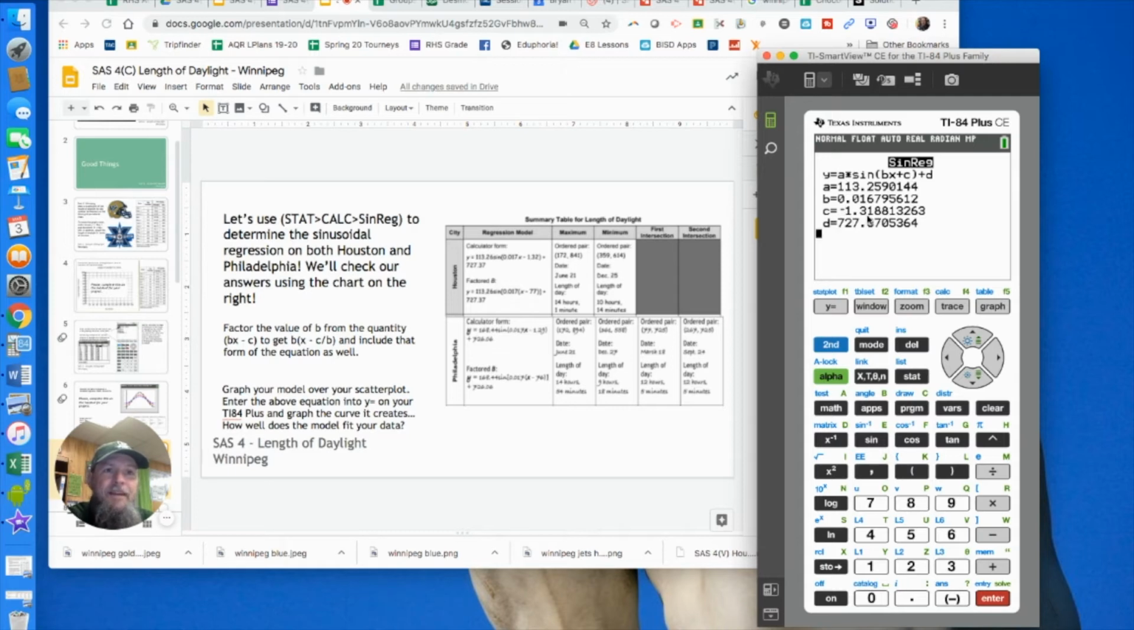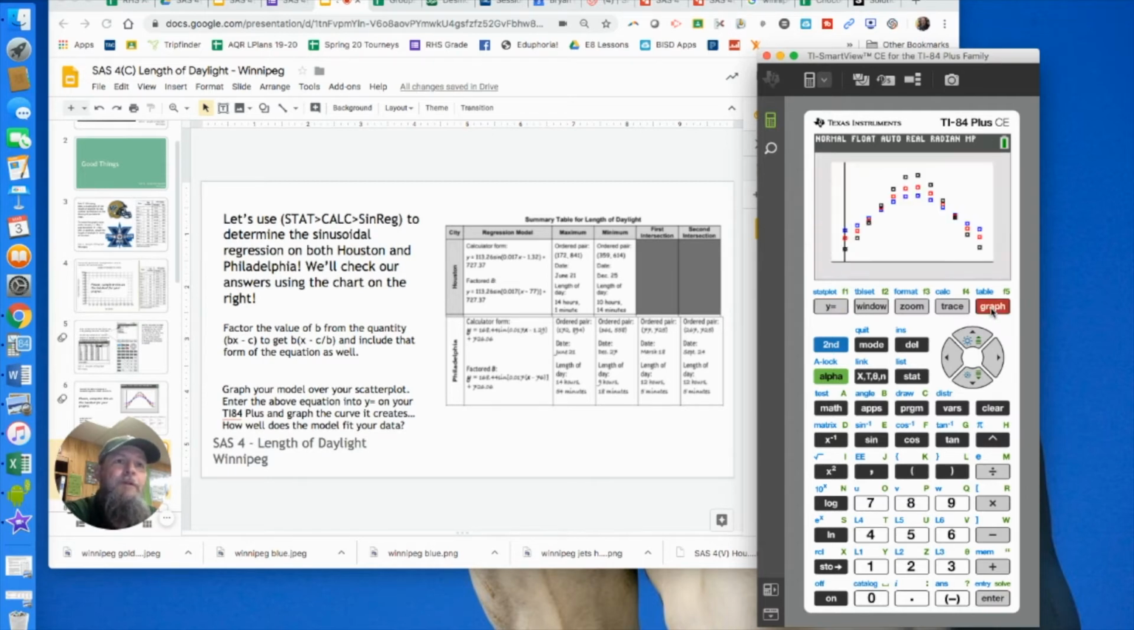In this case, c is negative 1.32, and we divide it by 0.017. We got negative 77.64. If you look at the calculator version, that's exactly what we subtract from x, minus 77. And from that information, we can put this into the y equals.